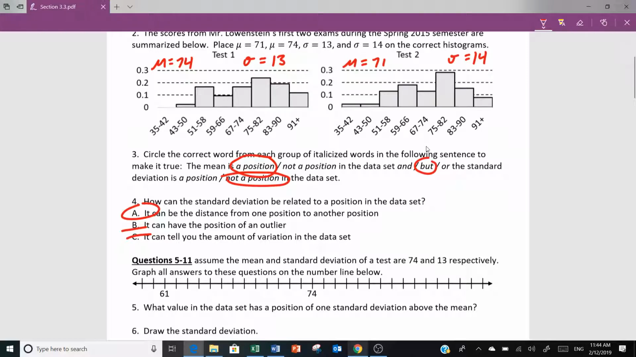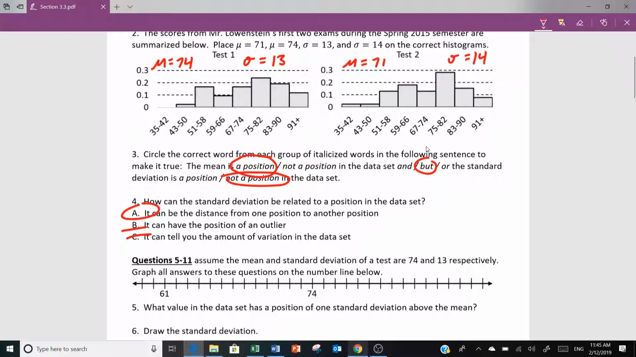We saw, what was the standard deviation in the previous problem? Test 1. What was test 1 standard deviation? 13. So we can actually use that to take the position between one and another value. So that's what we're going to do. We're going to take the standard deviation and look at it as a distance between positions of values in the data set, which is answer choice A. So here we're going to go back to our test. I chose test 1 where we had the mean of 74 and a standard deviation of 13. And for questions 5 through 11, we're going to put all our answers on the number line.